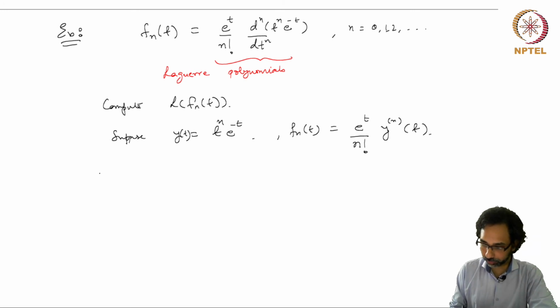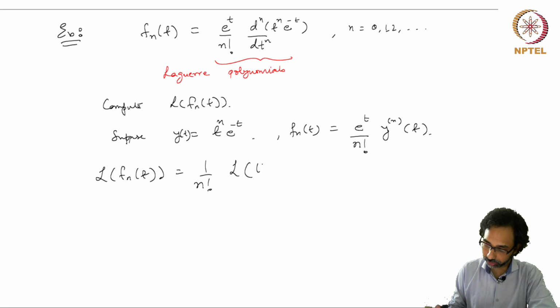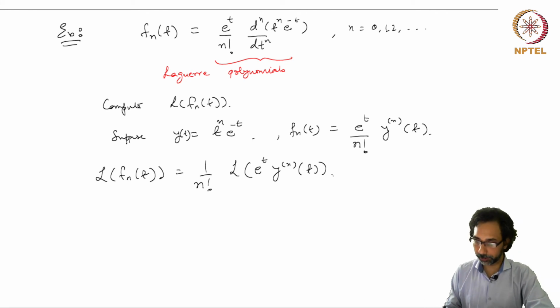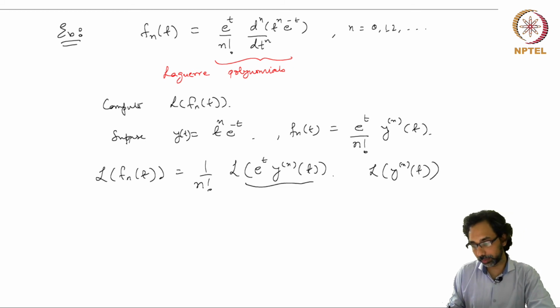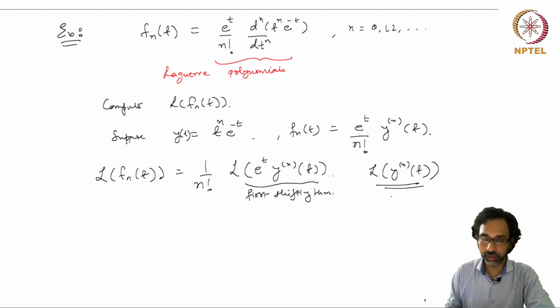So the Laplace transform of f_n(t) is 1 over n factorial, and you take the Laplace transform of e to the power t times the nth derivative of y. So if we can compute the Laplace transform of the nth derivative of y, then we can deduce the Laplace transform of e to the power t times the nth derivative by the first shifting theorem. So it suffices to compute just the nth derivative of y.